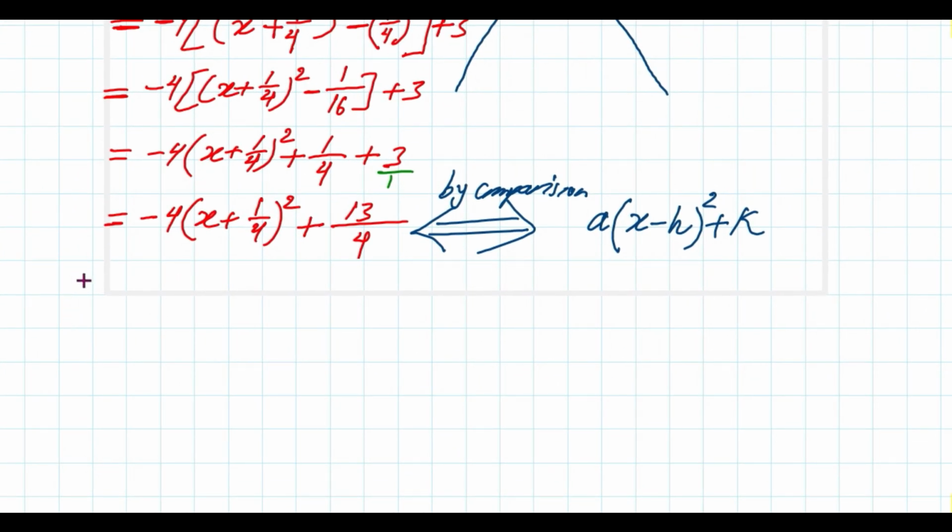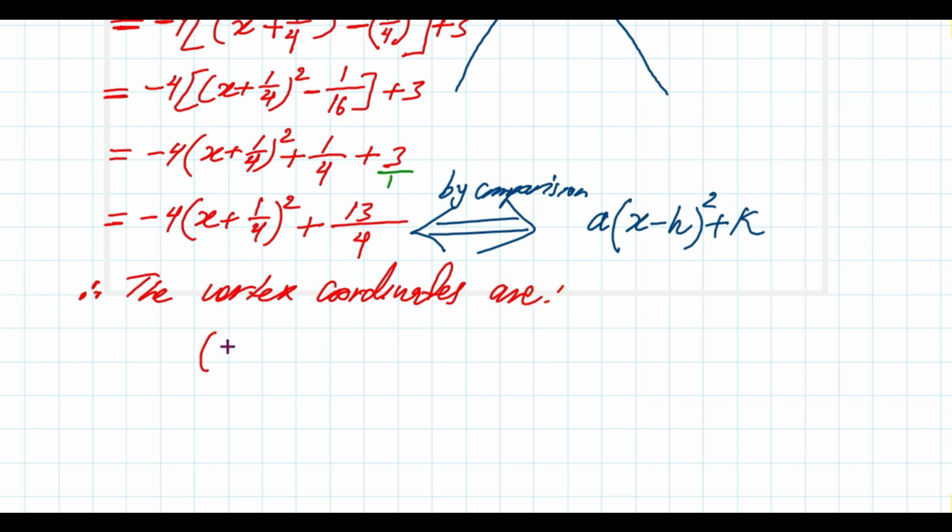Okay, therefore, the vertex coordinates are, its x-coordinate is, look at h. h represents the x-coordinate of the vertex. In the formula, we are using negative h, here it is positive 1 over 4. Therefore, h represents negative 1 over 4. And k is the y-coordinate. So k is 13 over 4. Therefore, this represents the vertex point.